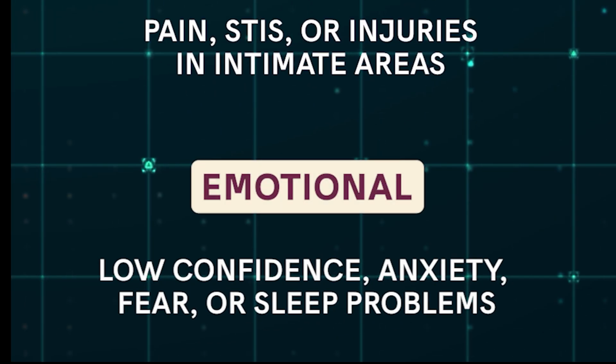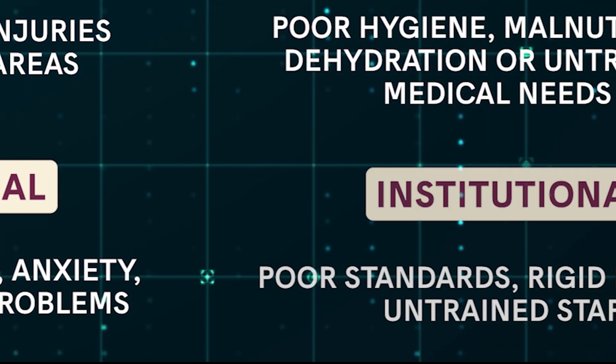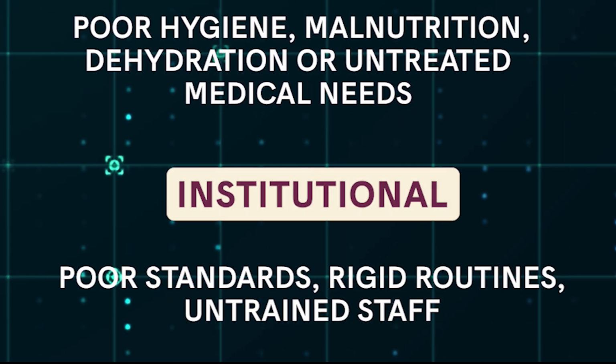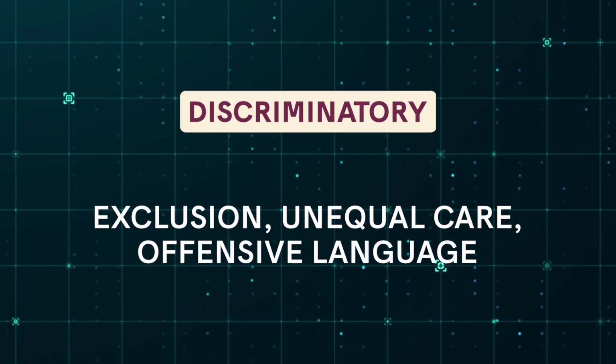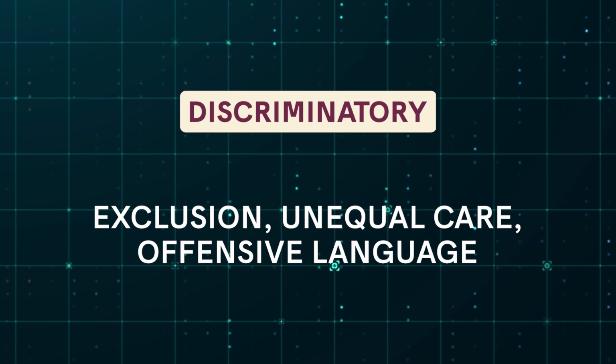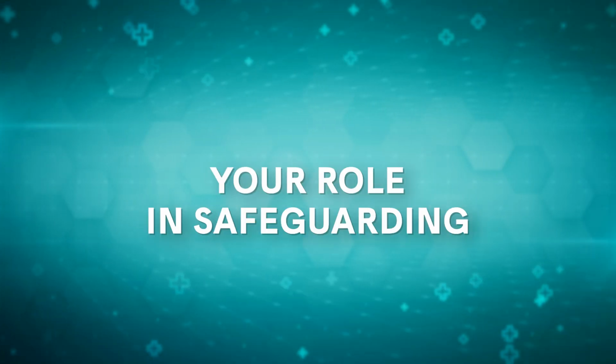Emotional: low confidence, anxiety, fear, or sleep problems. Institutional: poor standards, rigid routines, untrained staff. Discriminatory: exclusion, unequal care, offensive language. Your role in safeguarding.